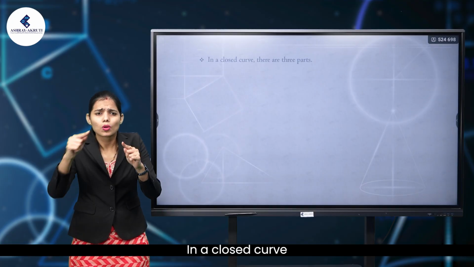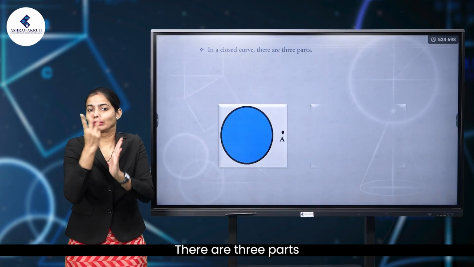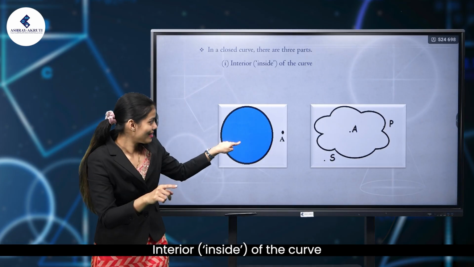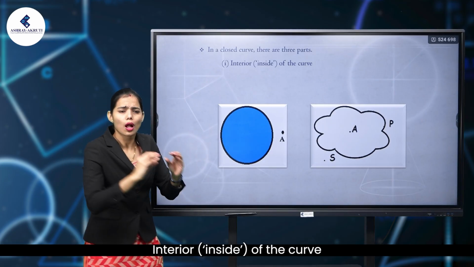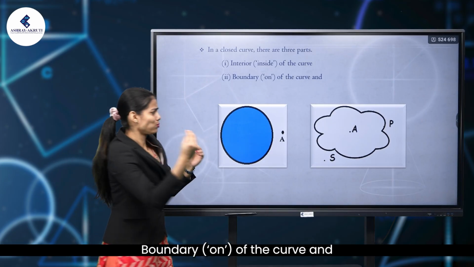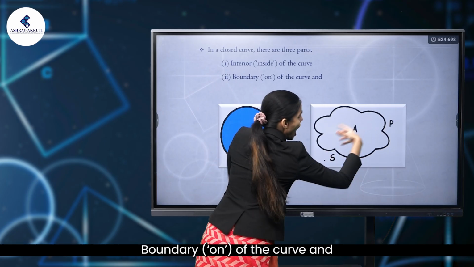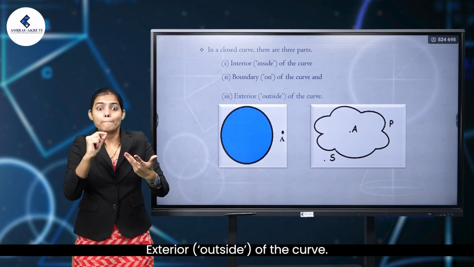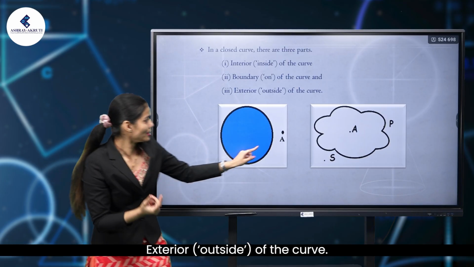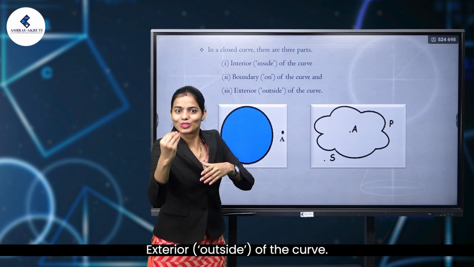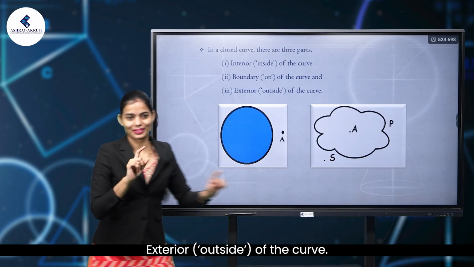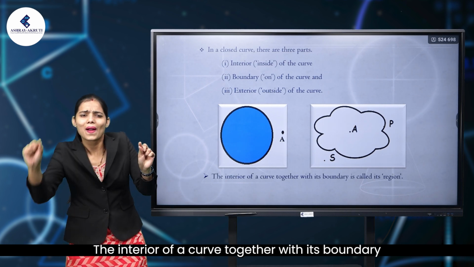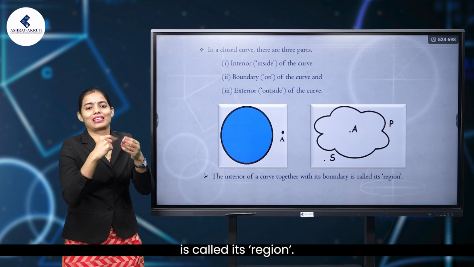In a closed curve, there are three parts. Interior, inside of the curve. Boundary, on the curve. And exterior, outside of the curve. The interior of a curve together with its boundary is called its region.